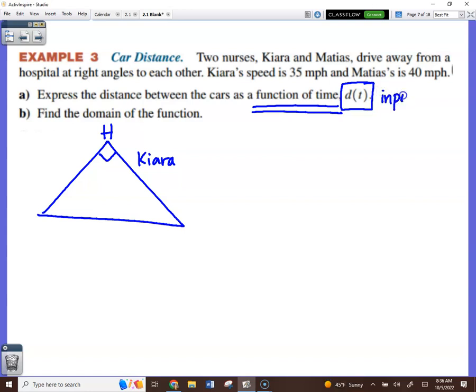This is huge. They're telling you, name your function d of t. And they're telling you right here that your input is t, which is usually your x. So your function's going to be called d of t, and your input is t, which means you should be able to write expressions using t. She's going 35 miles per hour. We don't know how much time has passed, so this would be 35t. Mattia's going 40 miles an hour. What would this be? 40t.